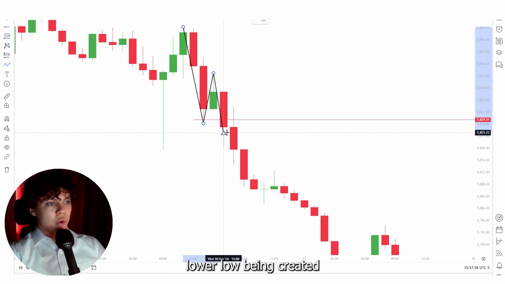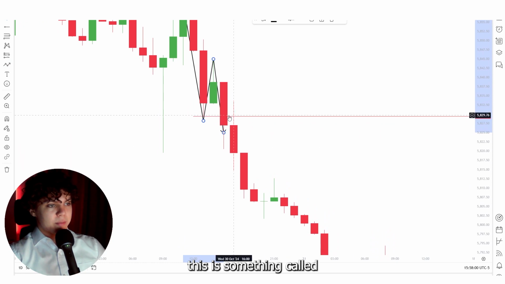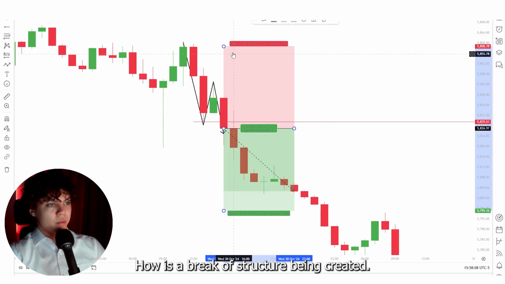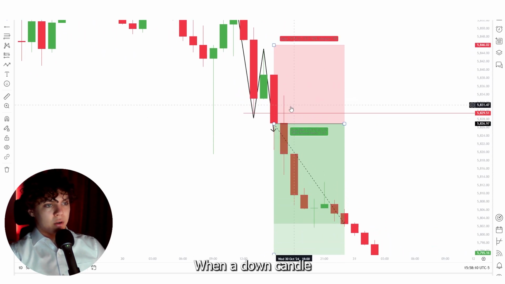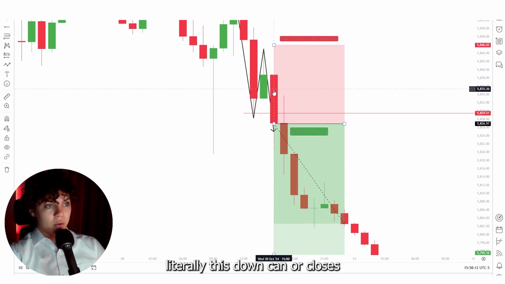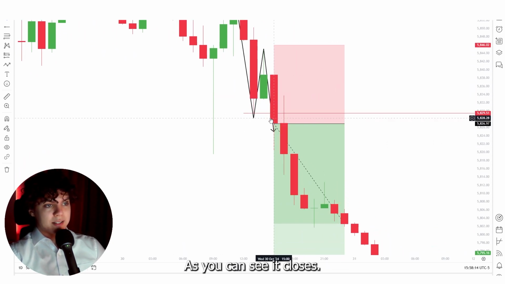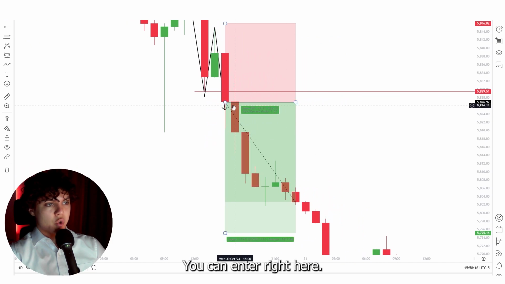When you see another lower low being created, this is something called a break of structure. So you can sell right here. How is a break of structure created? When a down candle, literally this down candle, closes below the most recent lower low. As you can see, it closes. That's called a break of structure. You can enter right here.